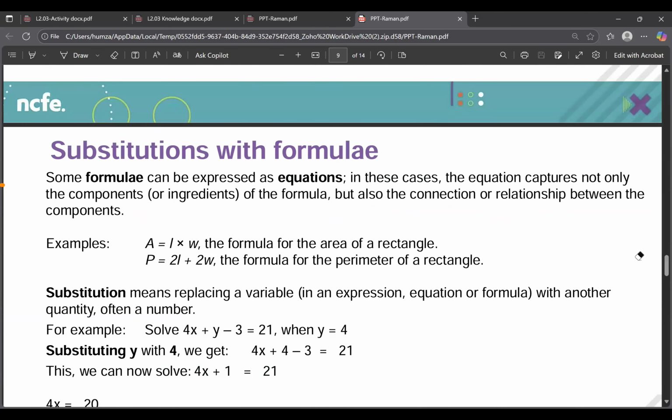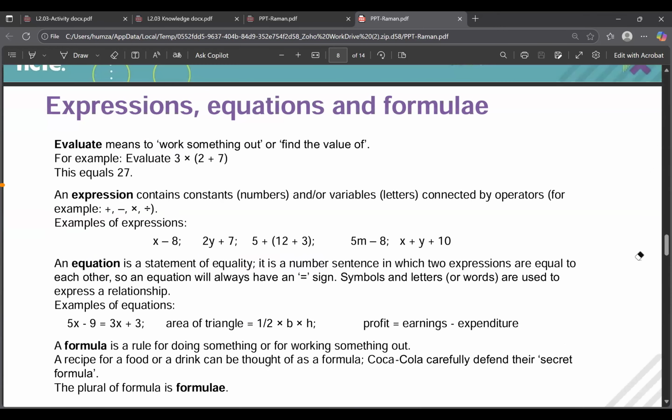So the next one: expression, equation, and formula. Evaluate means to work something out or find the value of. For example, evaluate 3 times (2 plus 7). This equals 27, because we do the brackets first and then the multiplication. So the brackets, 2 plus 7, equals 9. 3 times 9 equals 27. An expression contains constants and/or variables connected by operators.